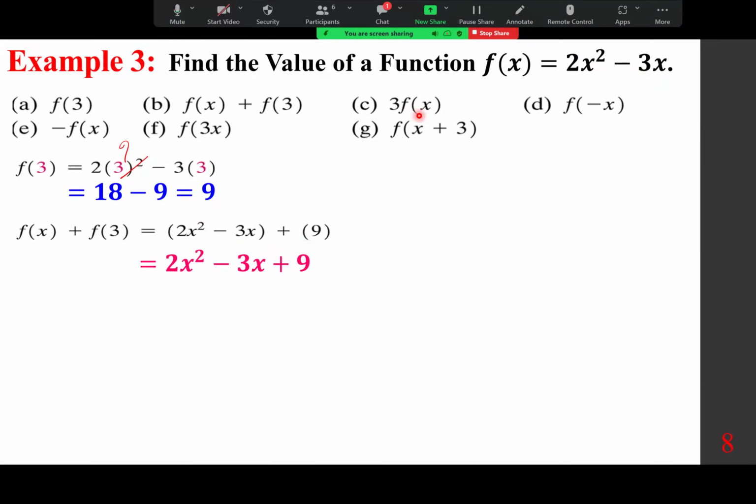Part C, 3 times f of x. So 3 times f of x, which is 2x squared minus 3x. Distribute the 3 and you get 6x squared minus 9x.